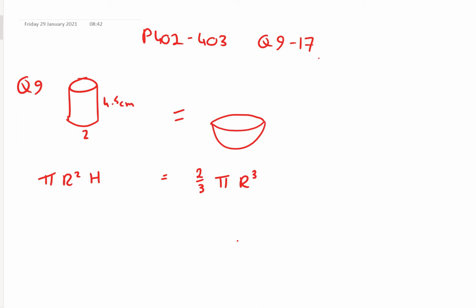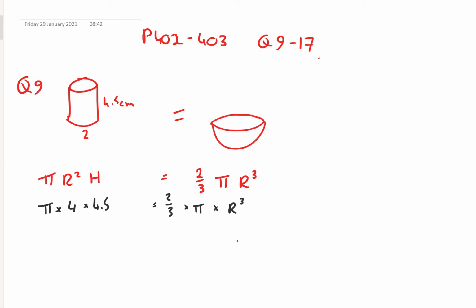We know everything on the cylinder side, we don't know anything on the hemisphere side, so fill that in. So it's pi, r squared is 2 squared, which is 4, multiplied by the height, which is 4.5, equals 2/3 multiplied by pi multiplied by the radius cubed. And this radius is not the same as this radius, okay, so we can't just put in 2.